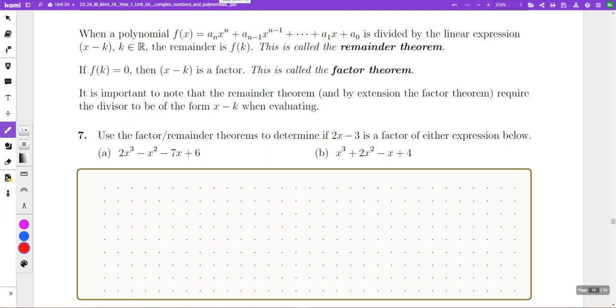So, in this video, we're going to look at a quick application of the factor and the remainder theorem, sometimes known together as Little Bezout's theorem. Let's say I have a polynomial and I divide it by a linear expression x minus k, where k is a real number. The remainder is f of k. We call that the remainder theorem. If that remainder is 0, then x minus k is a factor. That's called the factor theorem.